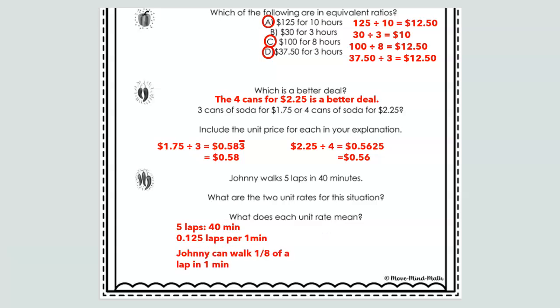The other one is 40 minutes for 5 laps. For this one, we divide both numbers by 5 to get 8 minutes per 1 lap. And this means that Johnny can walk 1 lap in 8 minutes.